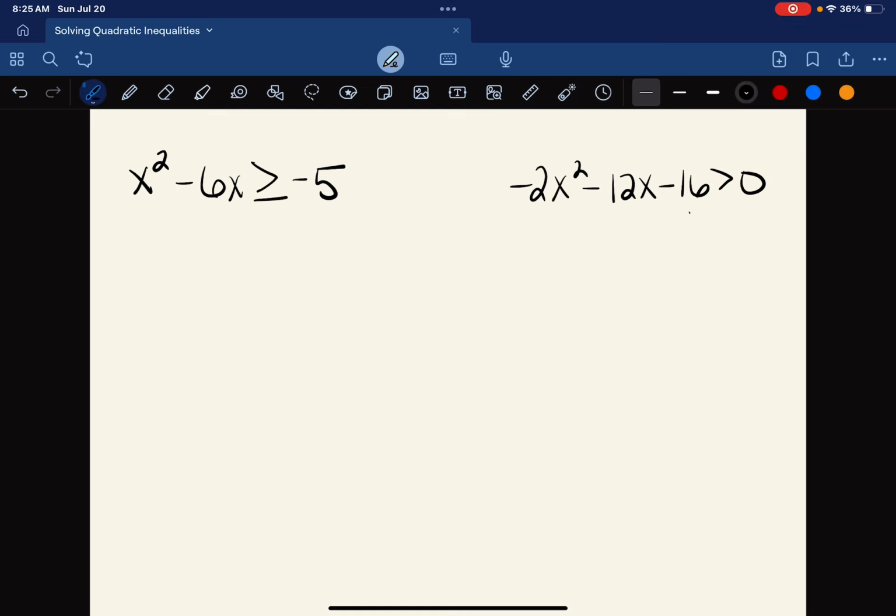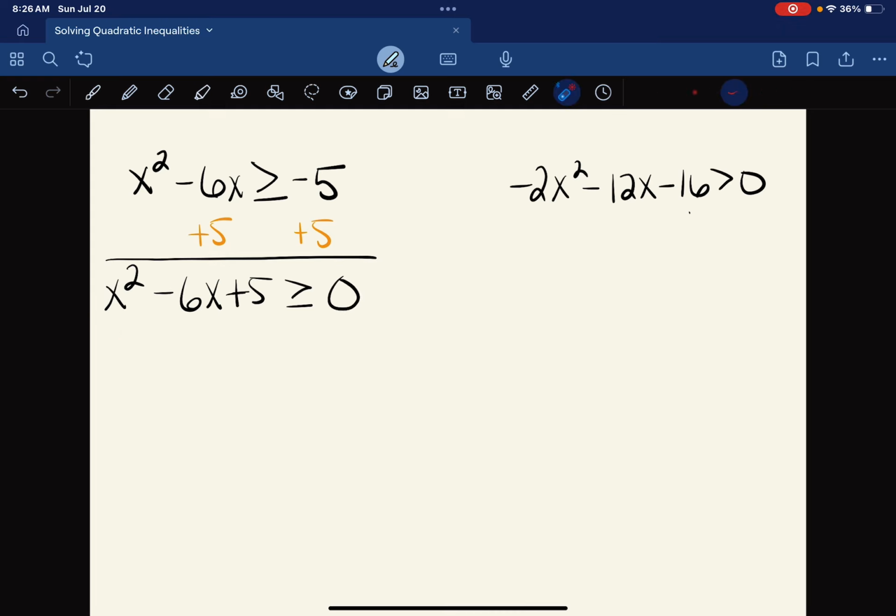The way that we're going to start this is kind of the same way that we would a quadratic equation. We want all of our terms on one side. So we're going to add 5 to both sides of our inequality. And there are no like terms here to combine, so that leaves us with x squared minus 6x plus 5 is greater than or equal to 0.